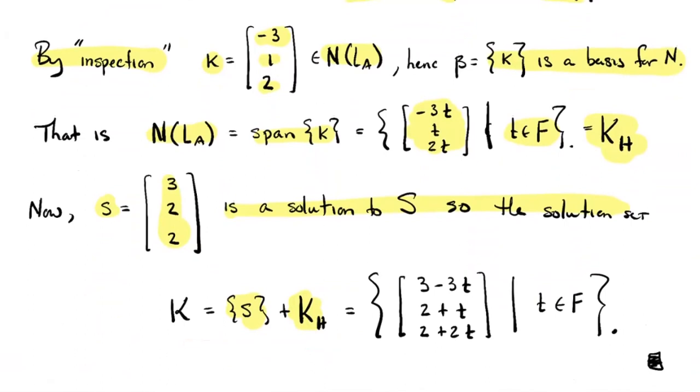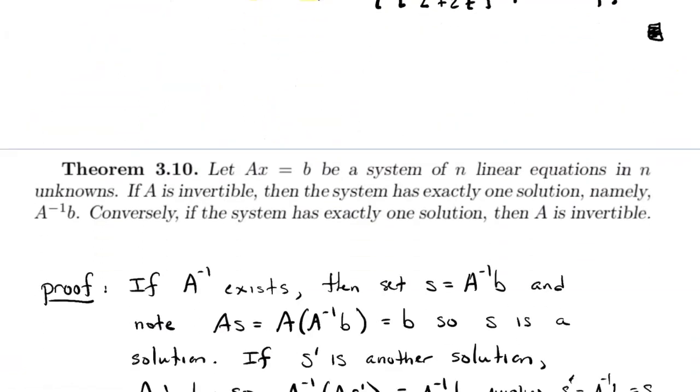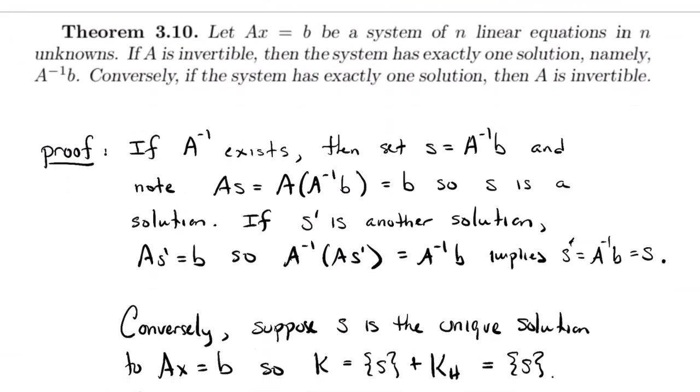Geometrically, if you want to think about this, that set is a line in the coordinate space F^3. It's a line through the point (3, 2, 2) in the direction (-3, 1, 2). A little bit of Calc 3 language there for you. Nice. Continuing along here, a couple more sort of tributary results.